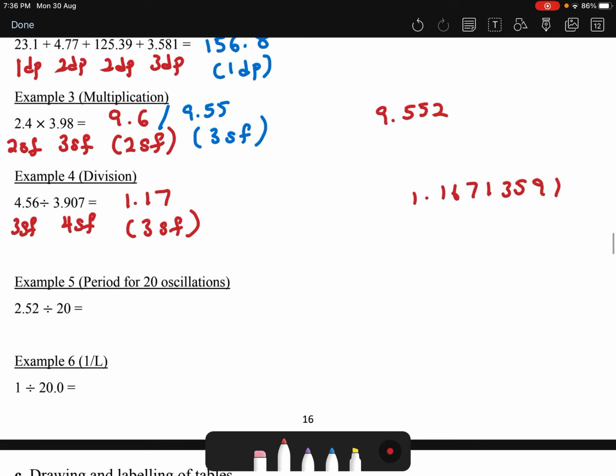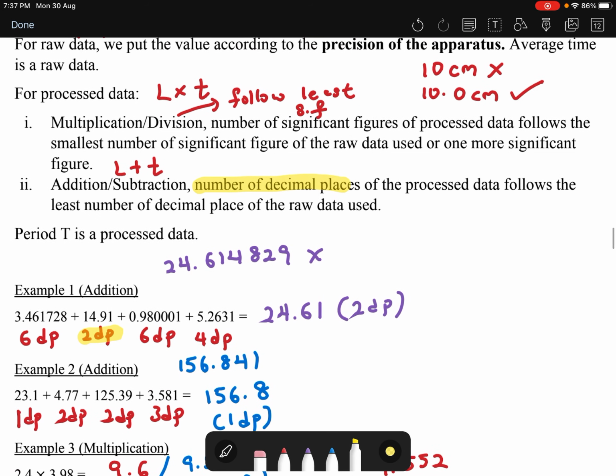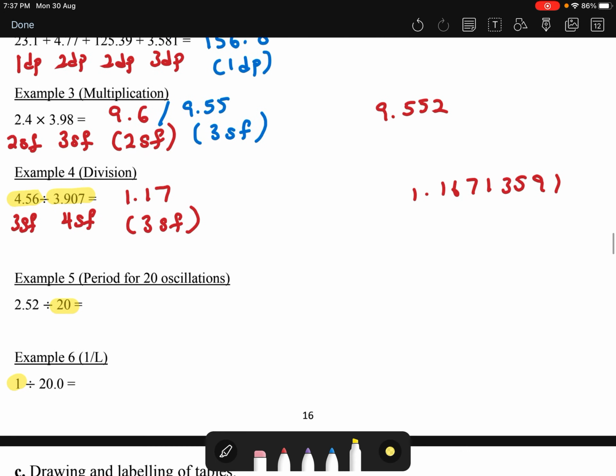Okay, the example 5 is very important. Example 5 and example 6. Because now instead of multiplying or dividing with two raw data, so example, two raw data is something like this. This and this. These are raw data. But now for example 5 and example 6, we are dealing with constant. So 20 here, 1 here. So how do I do this? Okay, so if you look back at this, when we are doing our division, we always follow the least SF. But if you are dealing with constant, we do not take into account the number of SF of the constant. We just look at the raw data.